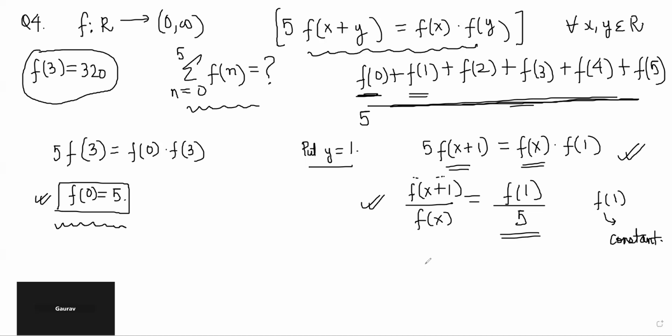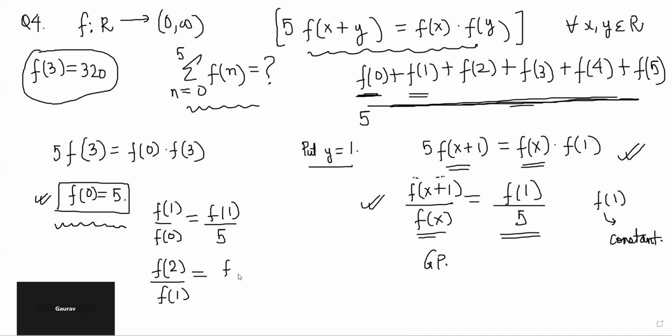That should remind you that this is like a GP now. Do you understand what I'm saying? f of x and f of x plus 1, the next term is going to have a ratio like this. So if you put x is equal to 0 and 1, you will get f of 1 by f of 0 is equal to f of 1 by 5, right? Similarly, f of 2 by f of 1 is equal to f of 1 by 5, correct?